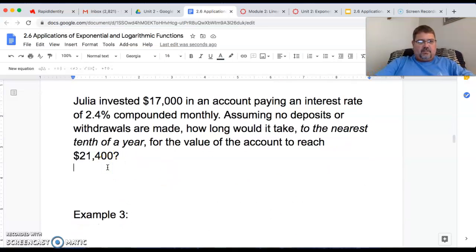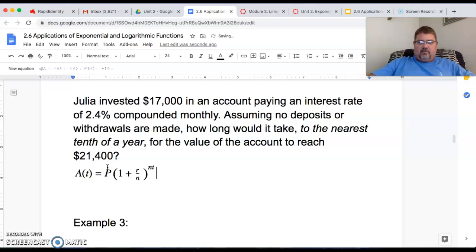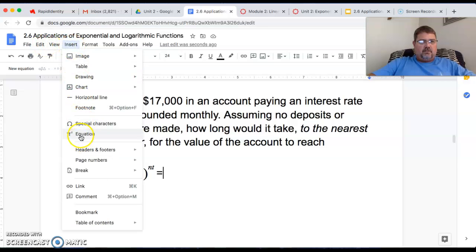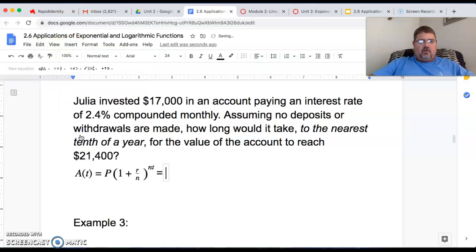So here we go. This is our formula we're going to use. And I think we'll just start filling it in from here. How about that? All right, so let's go back in here and write this in an equation. So we know, let me space a couple there. We want A of t equal to, what's my principal? How much are we putting in? 17,000.